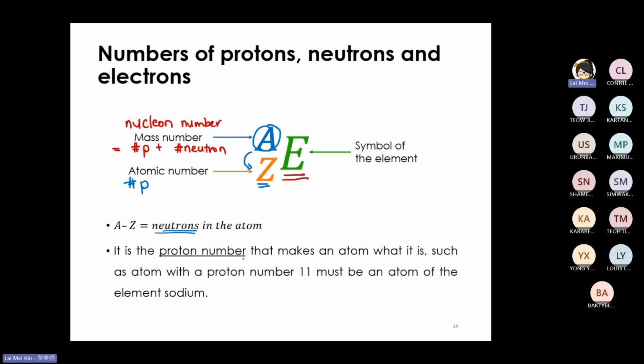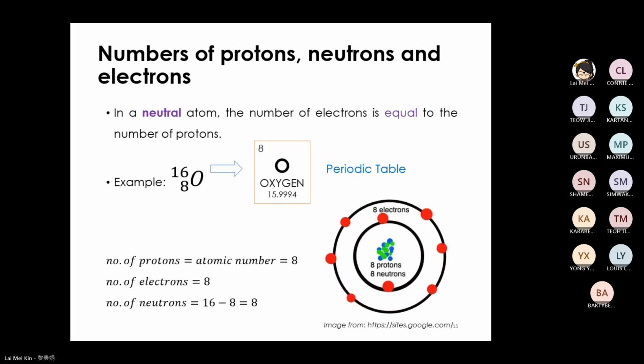Proton number is what makes an atom what it is. It means that proton number is the one that determines the identity of the element. For example, if I have proton number 11, I must be sodium, cannot be anything else. It's the identity. If I have a neutral atom, the electron number is the same as the proton number. That's why they are neutral, because negative is the same as positive.